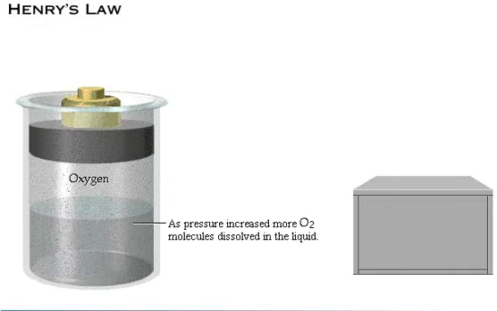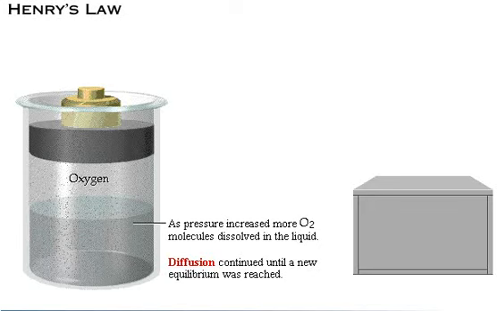Notice that as the pressure increased, more oxygen molecules dissolved in the liquid, moving from a region of high pressure to a region of low pressure. Diffusion continued until a new equilibrium was reached. This is what happens when oxygen moves from the alveoli into the blood.